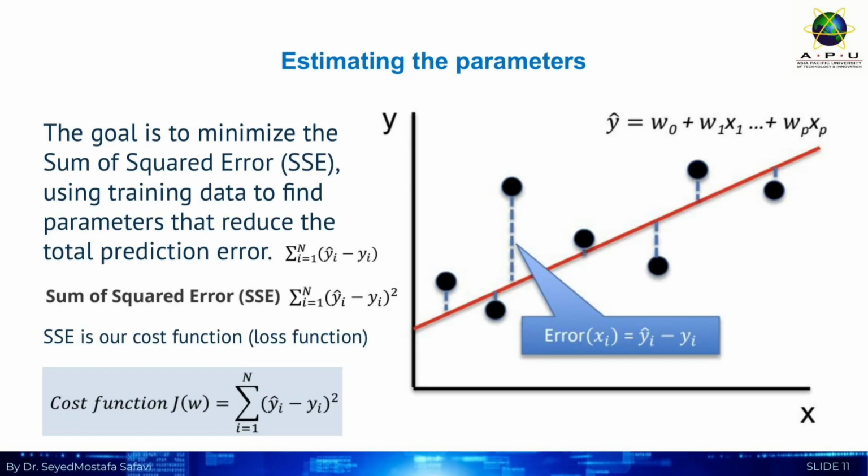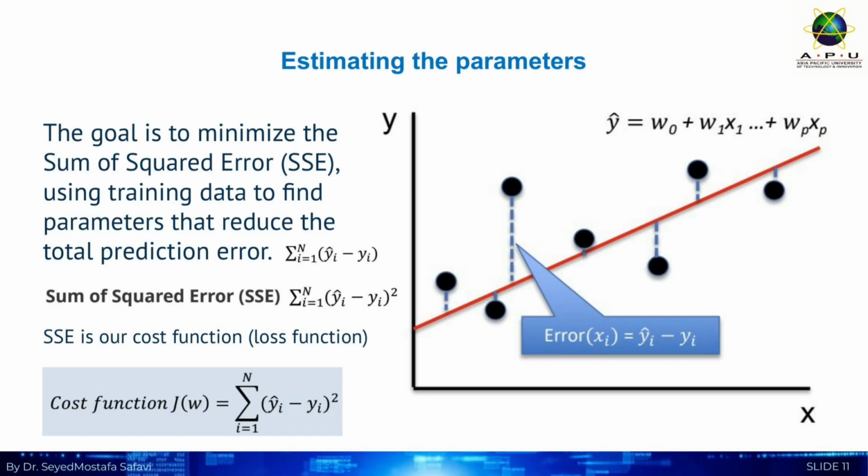How does the model find the best fit line or plane? It's all about minimizing the sum of squared error, or SSE. Error, this is the distance between the line's prediction and the actual data point. Squared error, we square the errors to make them positive and to heavily penalize large errors.